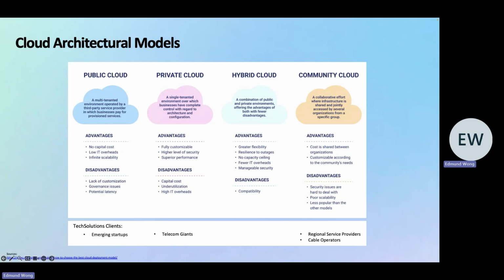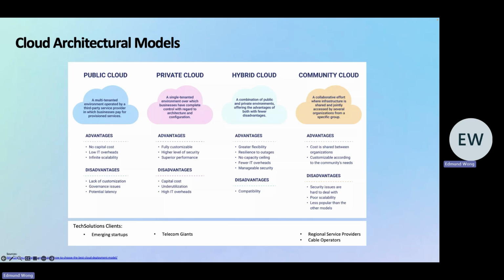A hybrid cloud, on the other hand, is a combination of both public and private. So you're really taking that advantages of both worlds and having very few disadvantages. So that means there's great flexibility in it, resilience to outages. There's no capacity ceiling, fewer IT overheads, and it's better managed security. The only disadvantage that we're seeing is probably compatibility for the organization current infrastructures.